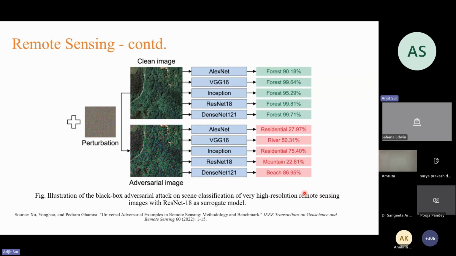These are the examples. Here is another one, remote sensing. You can see that when the clean image is given to different deep learning models, AlexNet, VGG, Inception, ResNet, DenseNet, they give very high confidence. But if you put in this perturbation noise, then for AlexNet, VGG, Inception, it will substantially reduce. This is a river, this is residential, the mountain, this is beach. So it's completely messed up. So this is the example.